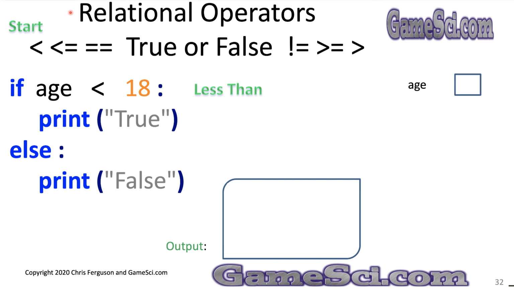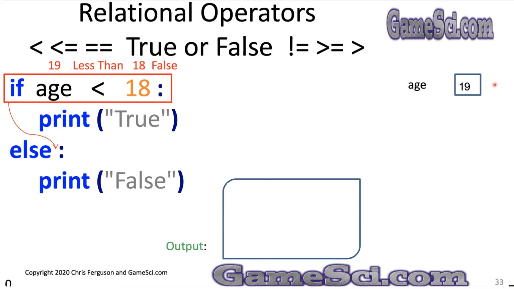Next up is relational operators. If and if-else statements rely very heavily on these things called conditions, which produce true-false answers. Let's look at the relational operators that produce true-false answers. We'll start with an easy one, the less than operator, and see how it works.